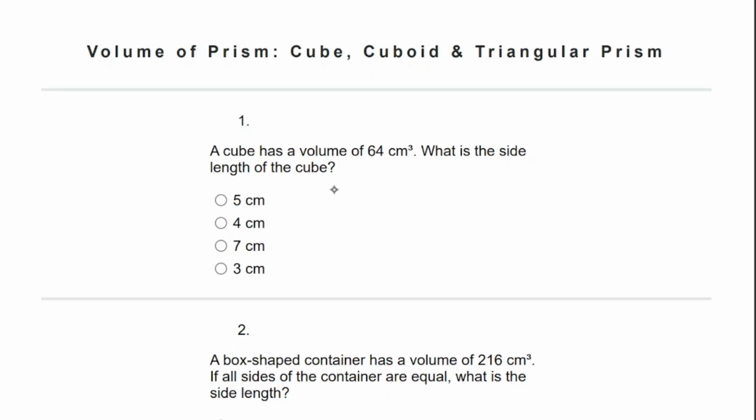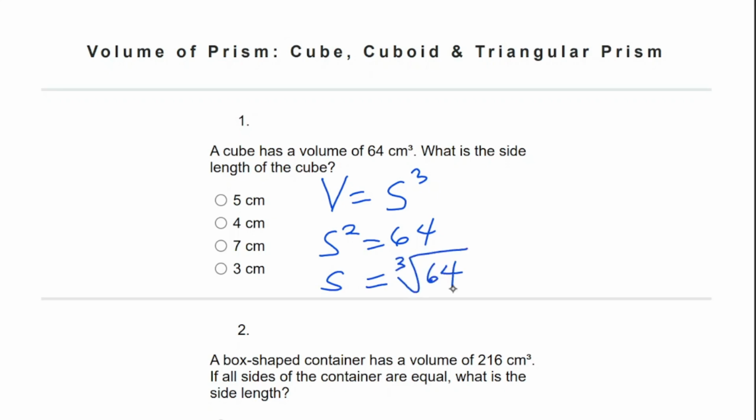So the first thing you need to do, what is the volume of a cube? The volume of a cube is s cube. All right, and this volume is given to be 64. So that means s cube is equal to 64. It is the side length that we're looking at, which is s. That is, we're going to have the cube root of 64. And the cube root of 64 is equal to 4 centimeters. So that means 4 multiplied by 4 multiplied by 4 gives us 64. Hope that is clear. So the option here is option B.